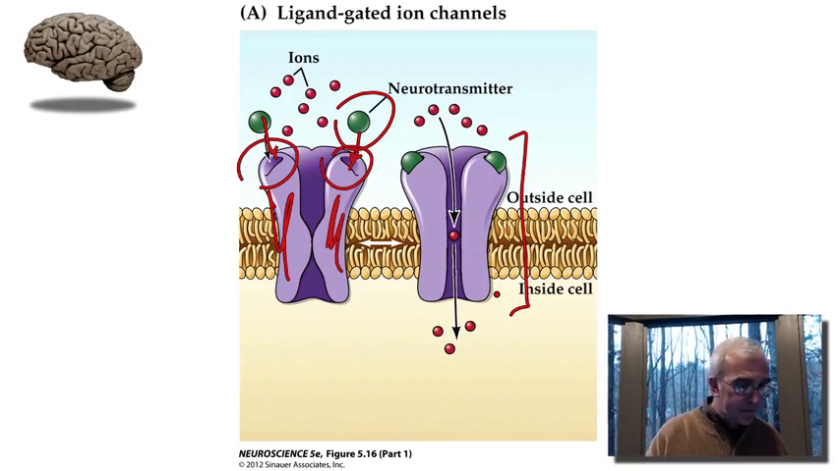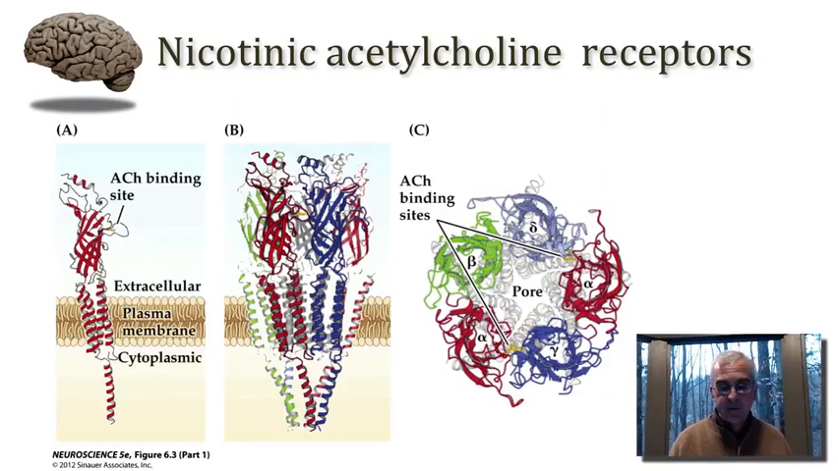All right, so let's consider the general molecular structure of ligand-gated ion channels, and we'll use the ligand-gated ion channel that we know best as an example. That would be the nicotinic acetylcholine receptor. So this is the receptor for the endogenous neurotransmitter acetylcholine that is also occupied and activated by nicotine.